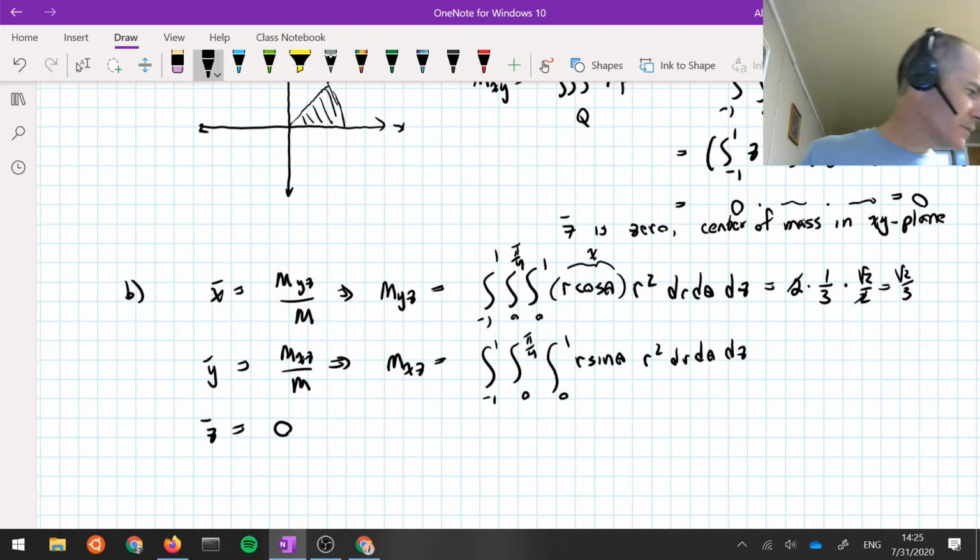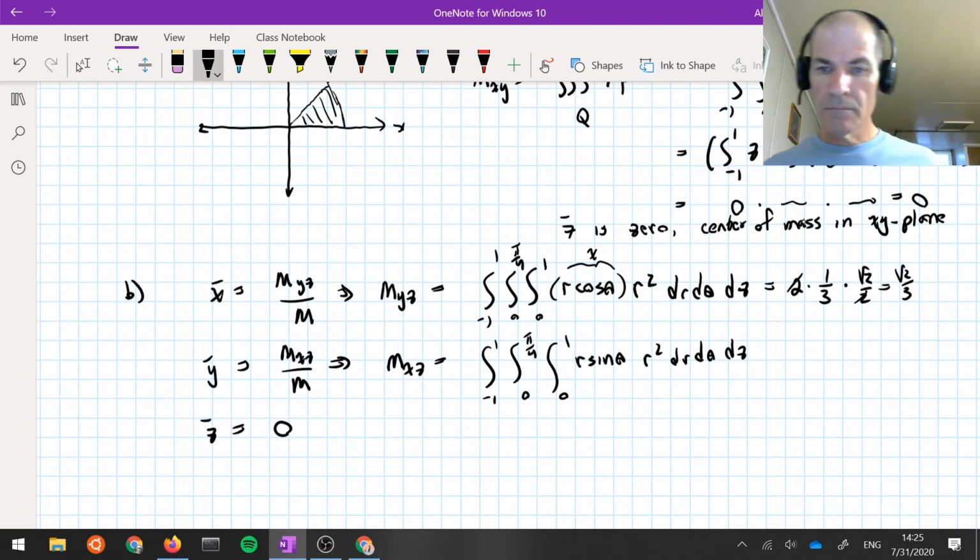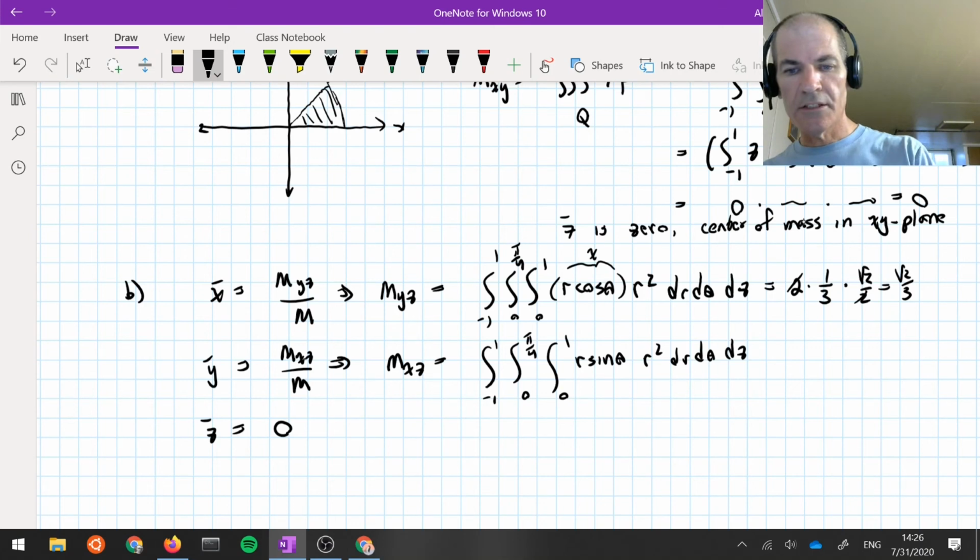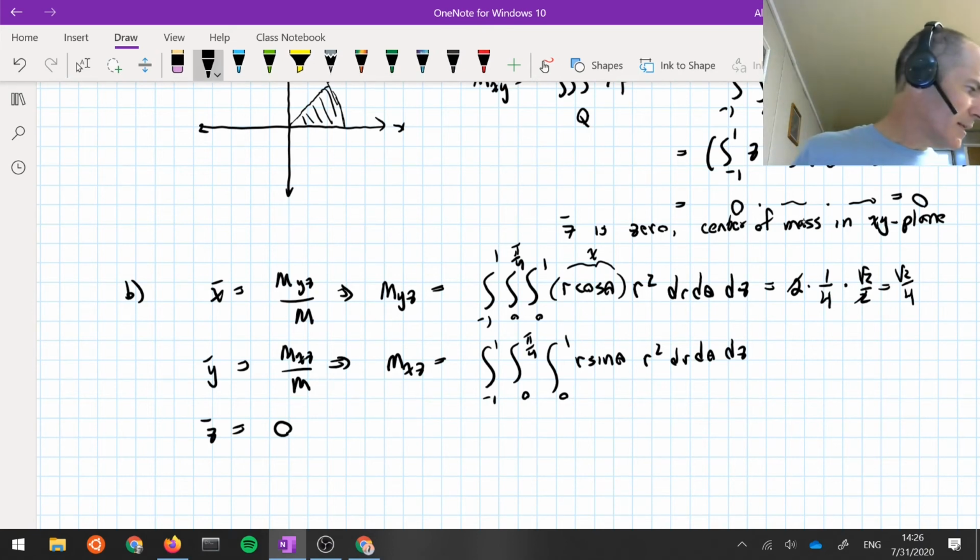Let me check my notes here. Excuse me. There was an extra factor of r here, that's r cubed. So it doesn't simplify quite as nicely as I'd hoped. It's not bad. The r integral, r cubed goes to r to the 4th over 4. That makes this a 1/4. And that makes this a 1/4. And I think that's good.